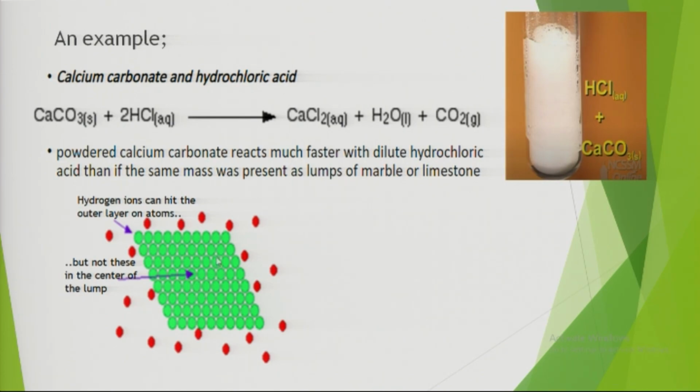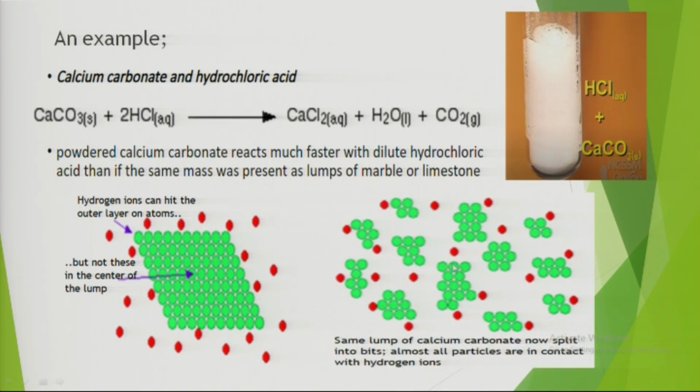So in this case, the outer surface has to react first, the layer removed, then you go to the next, and so on. So the reaction slows down. But if you break it down in this way, take a close look. Almost everywhere we are having a hydrogen ion and particles of the salt, calcium carbonate. So in this way, the reaction becomes faster. And actually, that is what we normally do.